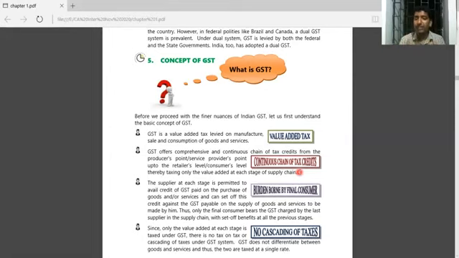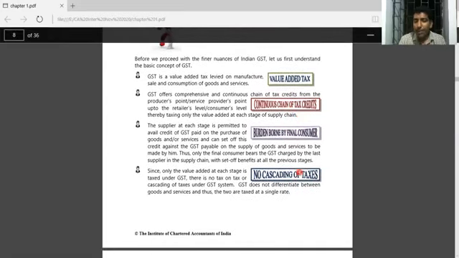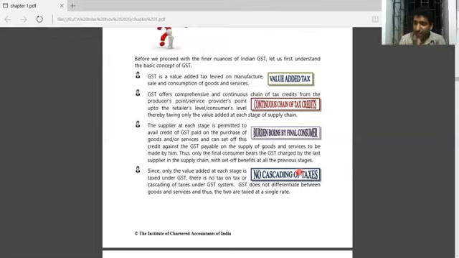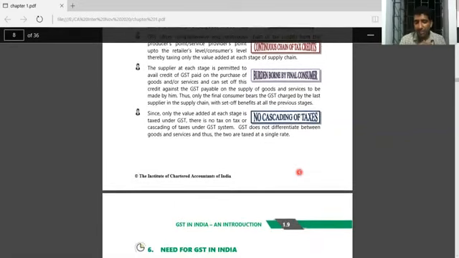So continuous chain of tax credit means we can take the credit of the tax which we paid in an earlier stage and set it off against the tax payable in the next stage. Then the third point, the burden is borne by the final consumer. We know that in every stage, the person who already paid tax at the earlier stage will be able to set it off against the tax collected. So ultimately, the final tax burden is always borne by the final consumer. Now, no cascading of taxes. What do you mean by cascading of taxes?